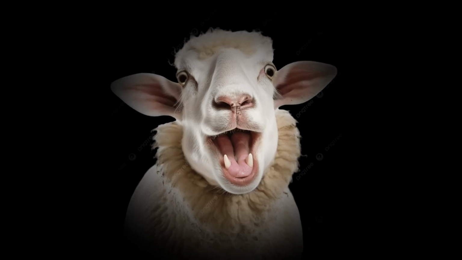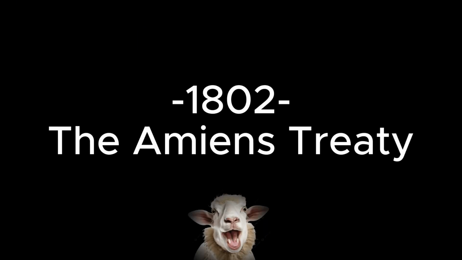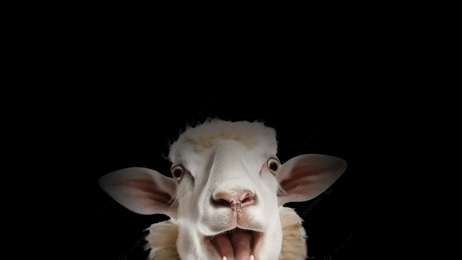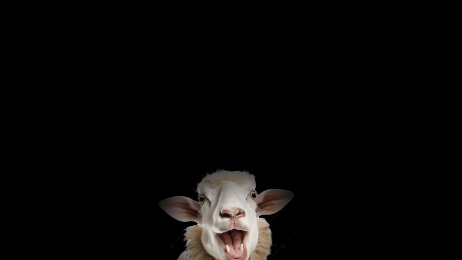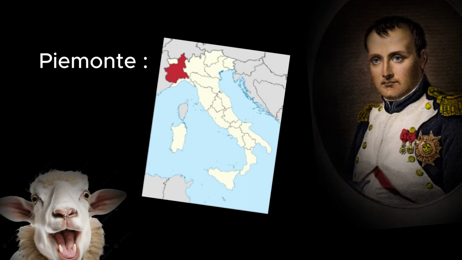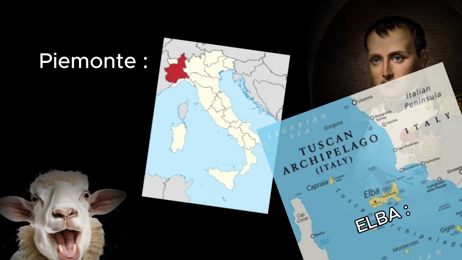So Britain and France signed the Amiens Treaty. Why? To stop them from doing war with each other again. You should know, you researched it. Now, following the treaty, Napoleon invades parts of Italy, the Piemonte and Elba, and he makes himself the president of the Italian Republic.